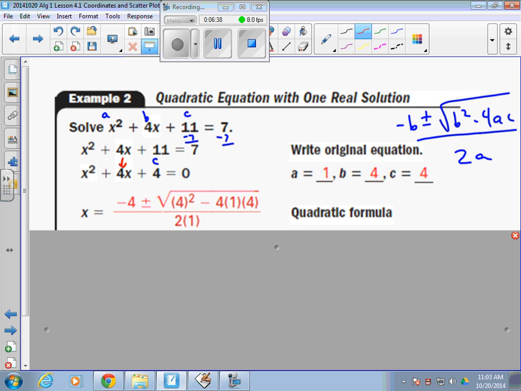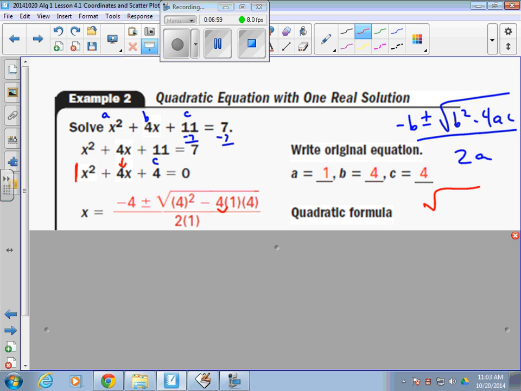4 again, squared, minus 4 times a's value, which is not shown, you've got to know it's 1, times c's value. Again, we changed it from 11. We subtracted 7 to get 4. So this is a simple radicand. 4 squared we know is 16. Negative 4 times 1 is going to be negative 4. And negative 4 times 4 is going to be negative 16.